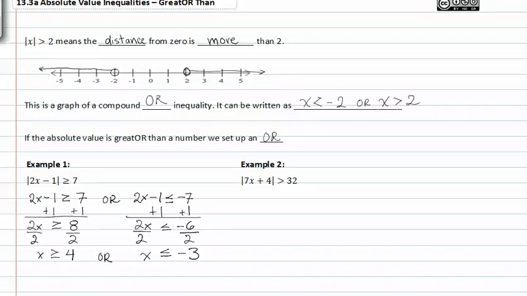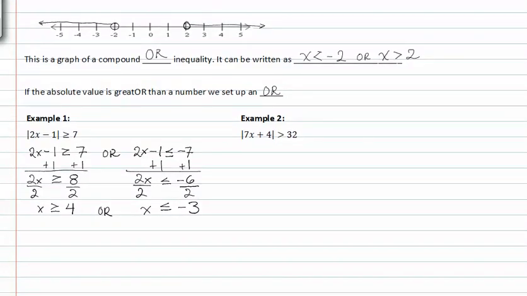If we graph this, we get negative infinity to the left, positive infinity to the right, center is 0. So x being greater than or equal to 4, we'll call this 4 right here, means a closed dot heading to the right, and x less than or equal to negative 3, we'll call this negative 3 here, another closed dot heading to the left.